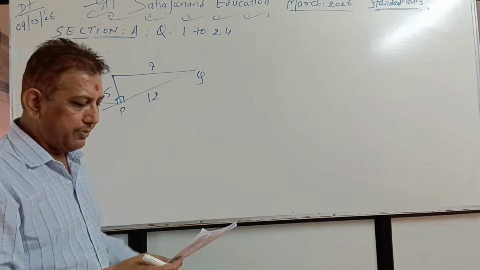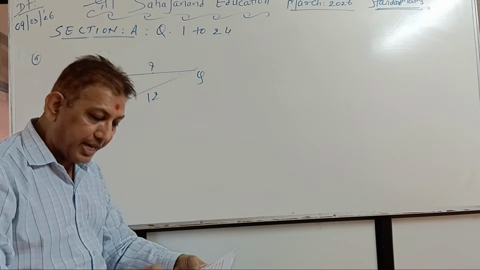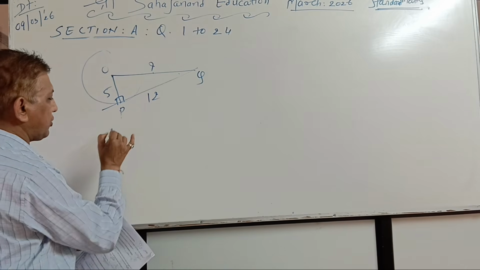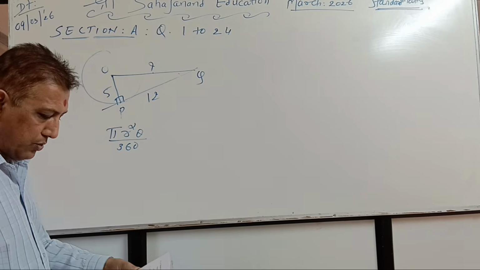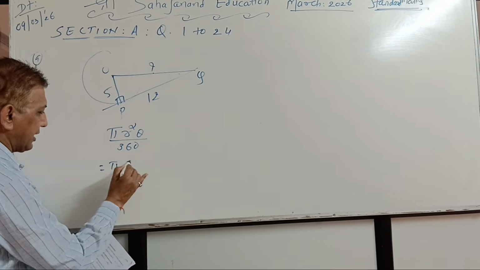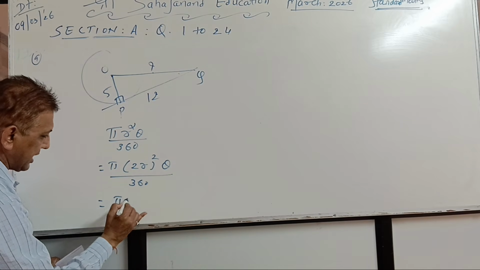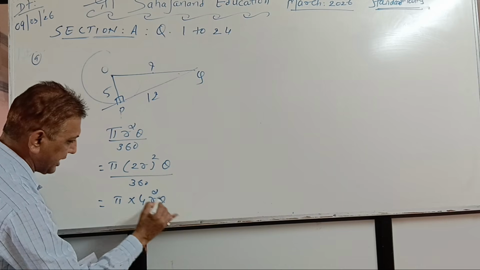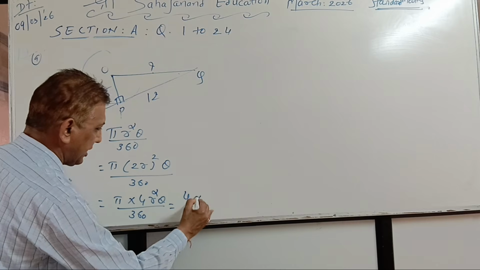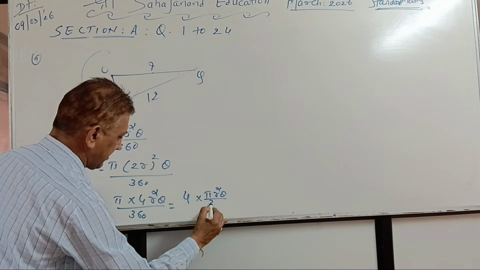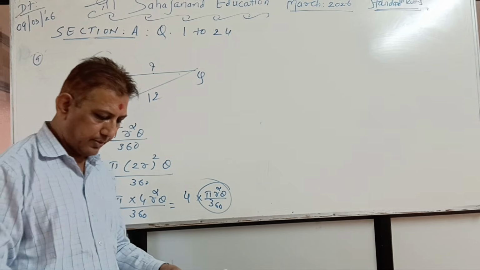Then 10th number. If the radius of a sector is doubled and the angle of the sector is kept unchanged, then the area of the new sector. Our sector formula is pi r square theta upon 360. Now the radius is doubled, take the radius 2r. Pi into 4r square theta upon 360. Our formula pi r square theta upon 360 as it is, so the sector will be 4 times. The answer is given, 4 times.